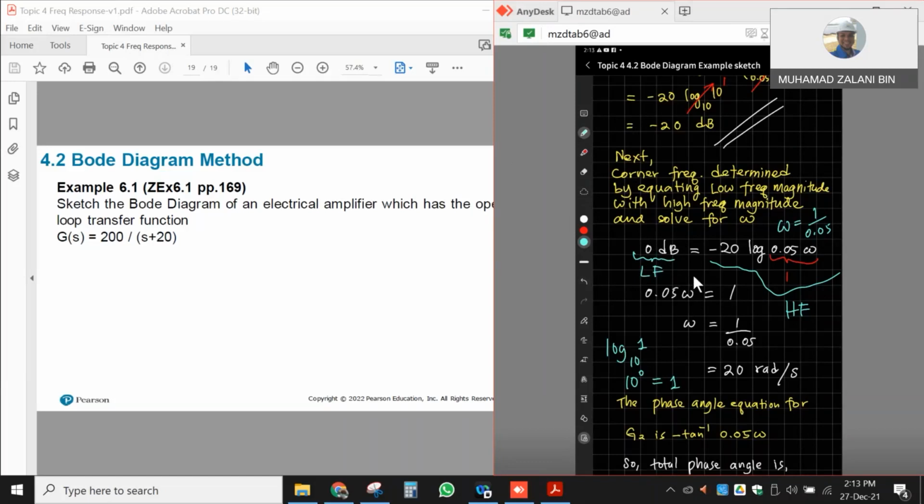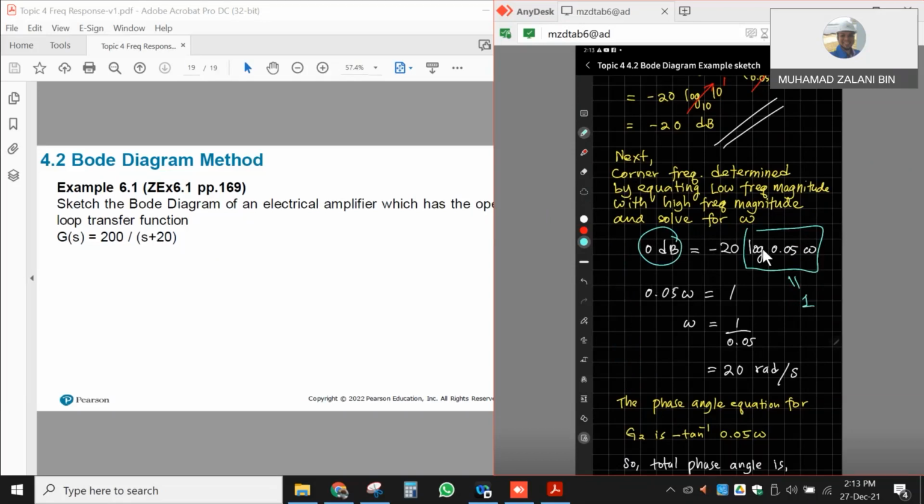Let me repeat. For this particular equation, I need to check carefully. I may have made a mistake, so I need to repeat. Sorry for that. For this particular equation, we equate low frequency magnitude to the high frequency magnitude, represented by the equation of negative 20 log 0.05 omega. Let's see, if we want to make this 0, suppose that we should make this equal to 1. Right?